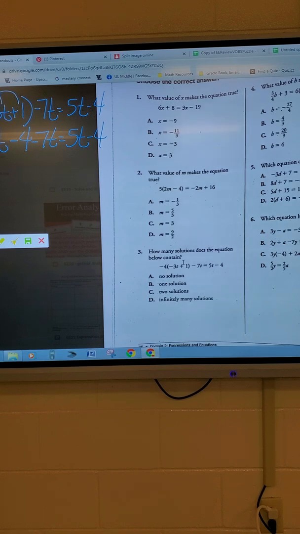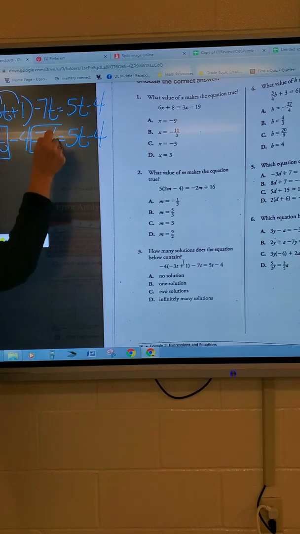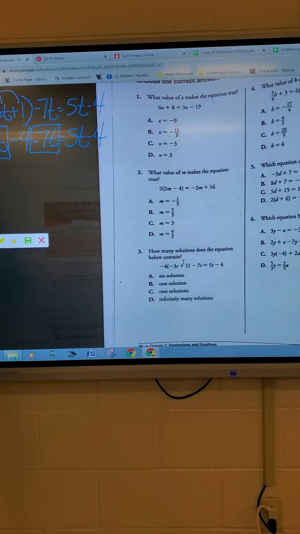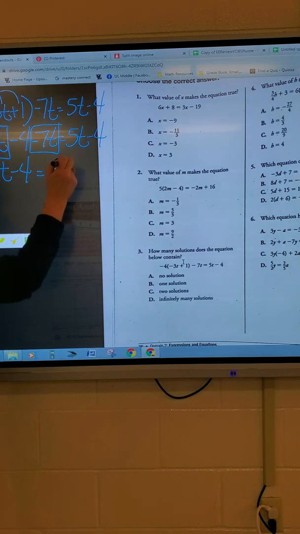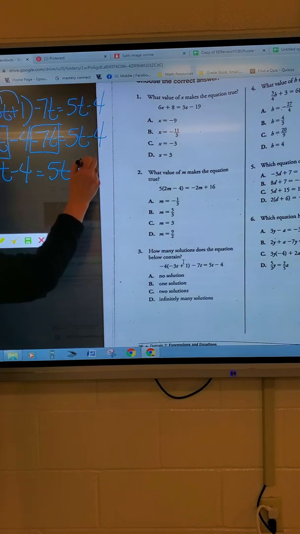Do we have any like terms that need to be combined on the left? Yes. We've done our distributive. Now we've got to combine this 12t and this 7t. 12t minus 7t is 5t, minus 4 equals 5t minus 4.